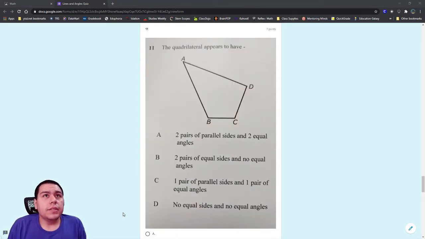Question 11. Sorry, not line. Question 11. Quadrilateral appears to have A. Two pairs of parallel sides and two equal angles. B. Two pairs of equal sides and no equal angles. C. One pair of parallel sides and one pair of equal angles. Or D. No equal sides and no equal angles.